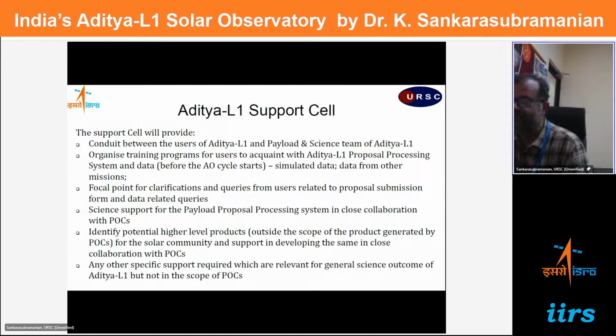So I would urge you to search on the internet for the Aditya-L1 support cell. There is going to be a meeting of this support cell at the end of this month, where some of these trainings are going to be given to students, to enable them to utilize the Aditya-L1 data for their own scientific purposes. So I urge you to look at the Aditya-L1 support cell on the website and see whether you are eligible to attend this particular meeting, which would happen by the end of this month.